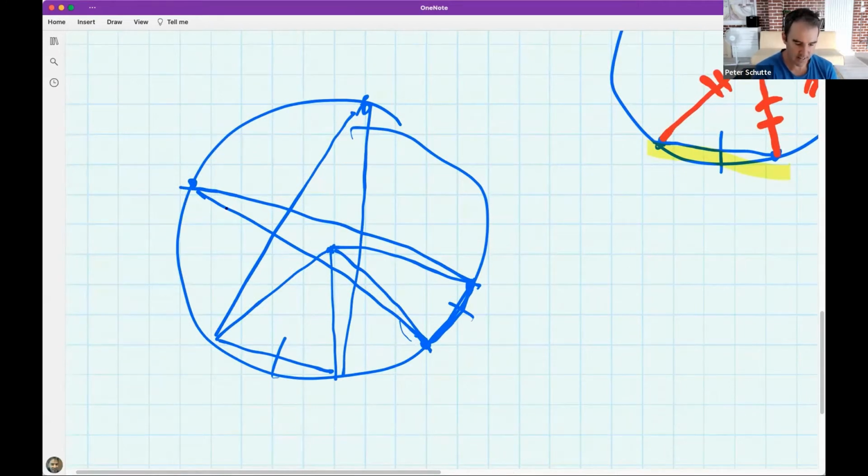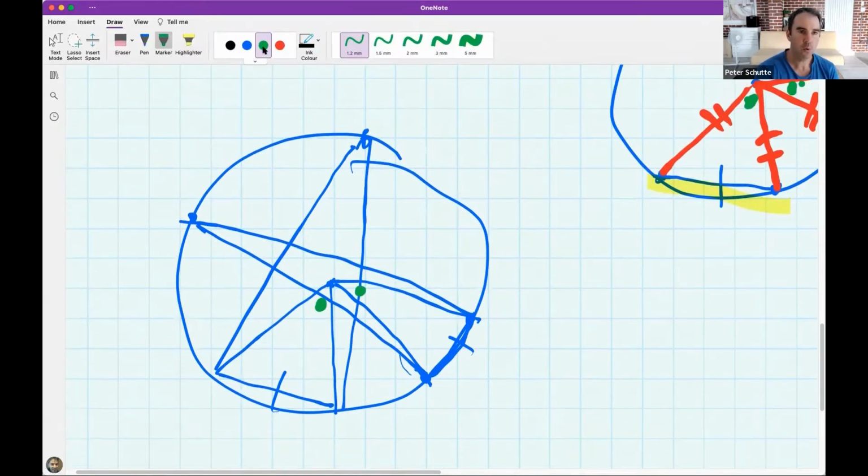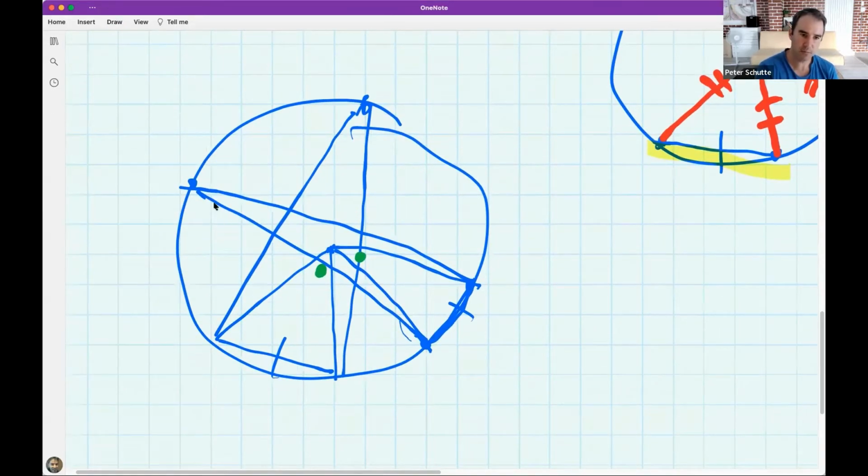What is the relationship going to be if we know that this angle and this angle are the same? What is going to be the relationship between this angle? I know I haven't drawn it to scale, but what should be the relationship between these two red angles?